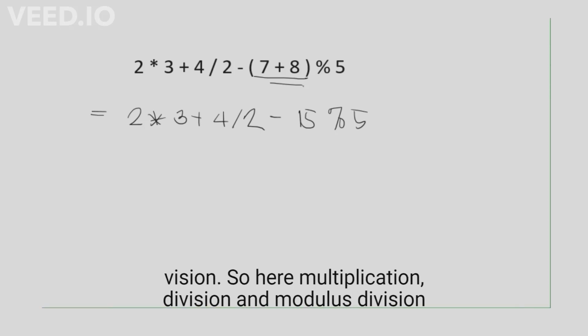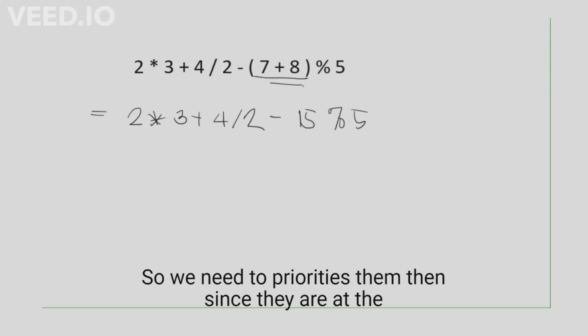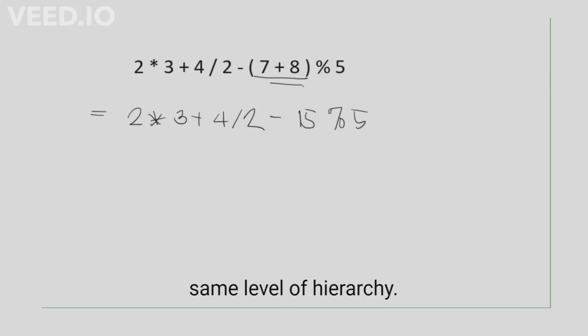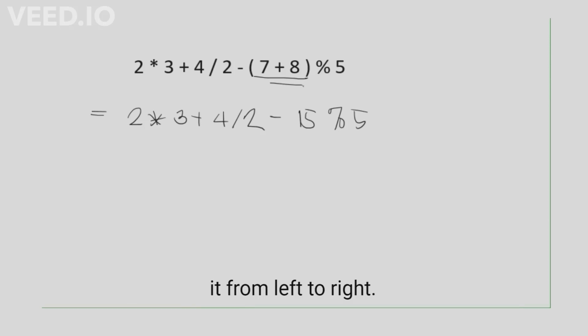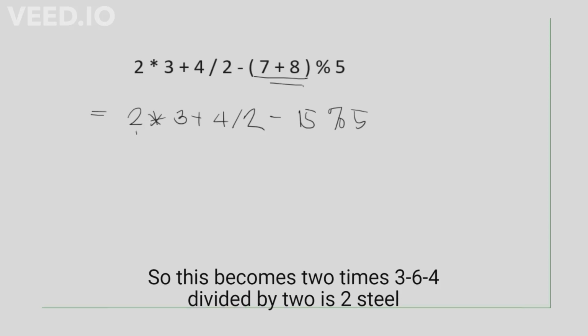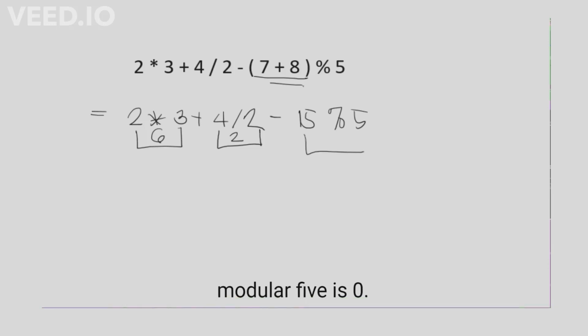Here, multiplication, division, and modulus division are at the same level, so we need to prioritize them. Since they are at the same level of hierarchy, we again follow the associativity of processing from left to right. So this becomes 2 times 3, which is 6. 4 divided by 2 is 2. 15 modulo 5 is 0.